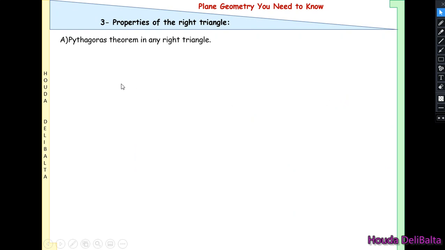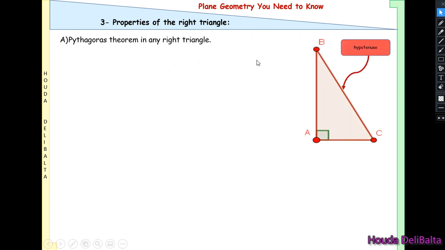So, what does Pythagoras theorem say? In any right triangle, it's only applied in a right triangle, it says that the hypotenuse squared, here is the hypotenuse, BC squared, which means the hypotenuse squared, is equal to AB squared plus AC squared. This side squared plus this side squared. So the sum of the squares of the sides. So the hypotenuse squared is equal to the sum of the squares of the other sides than the hypotenuse. And here are training exercises to understand Pythagoras theorem.